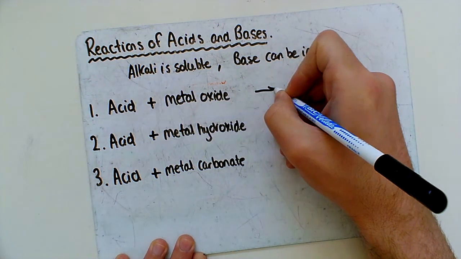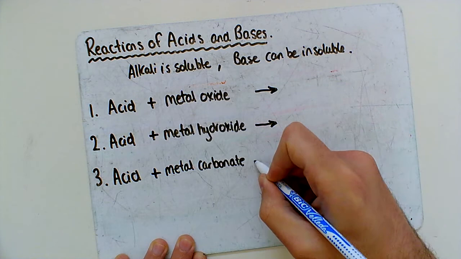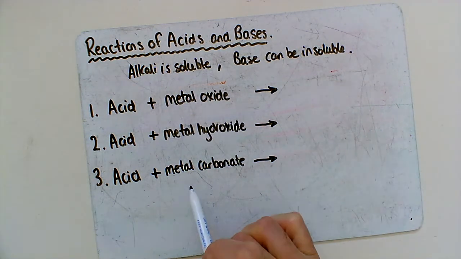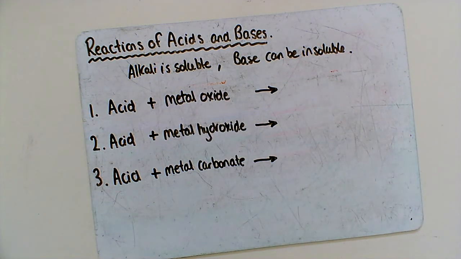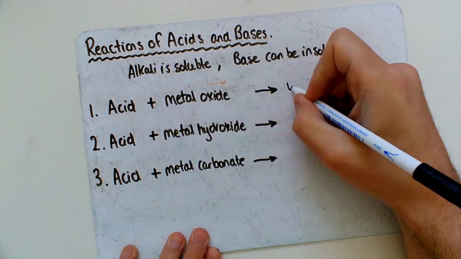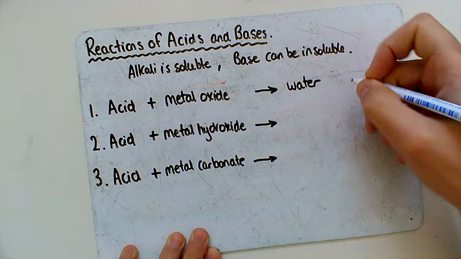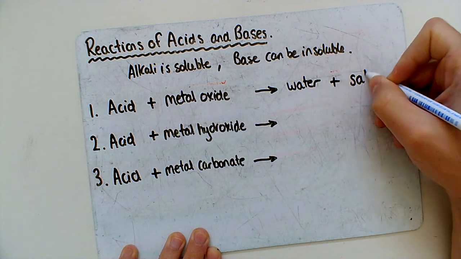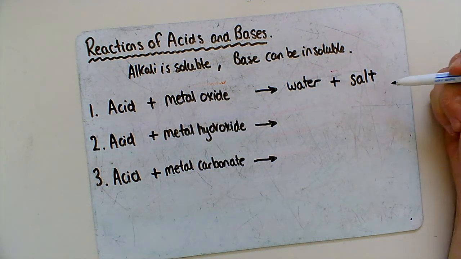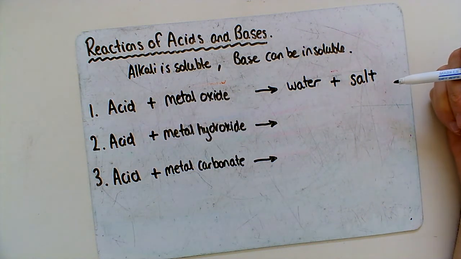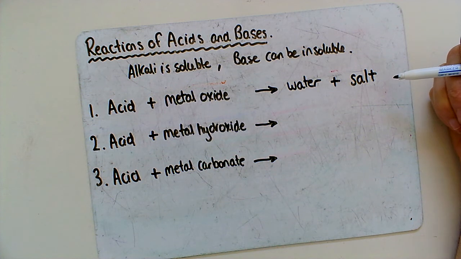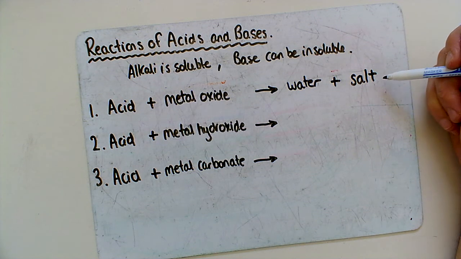Now, in every single one of these reactions, we actually get the same two products, but in this reaction at the bottom, we get a third product. So these two products are identical. In each one, we get water, and we get a salt. Now, salt isn't just the thing that you might put on your chips or the thing in the sea. Salt is really the name we give for any ionic compound. So something that's made out of ions we call a salt.